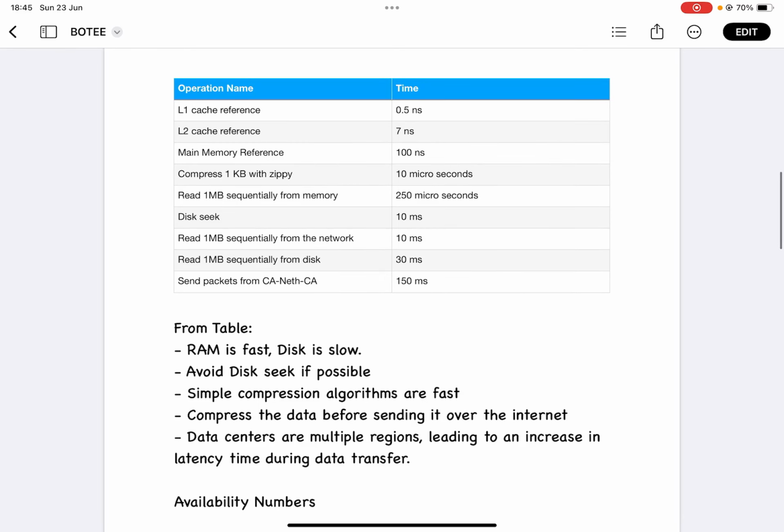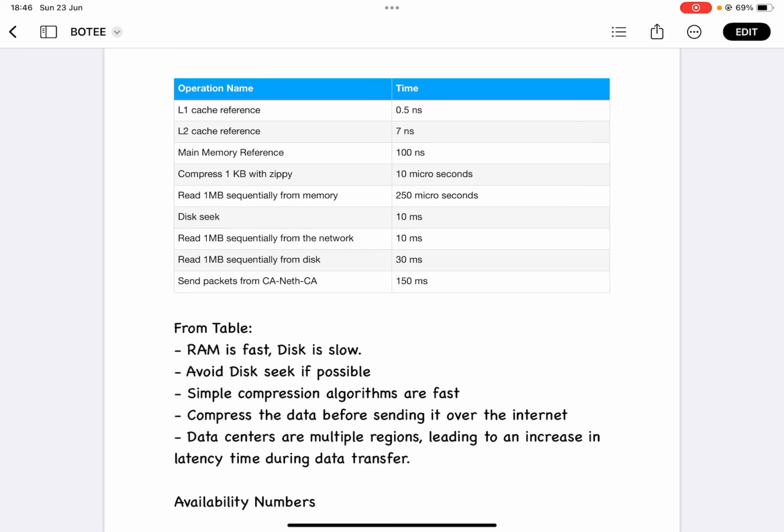There are different sets of cache memory available in your system, like L1 cache and L2 cache. Those take around 0.5 and 7 nanoseconds. A reference to the main memory takes around 100 nanoseconds. Compressing 1 kilobyte of data with Zippy takes 10 microseconds. Reading 1 megabyte sequentially from memory (RAM) takes around 250 microseconds. A disk seek, seeking some location on a disk, takes around 10 milliseconds.